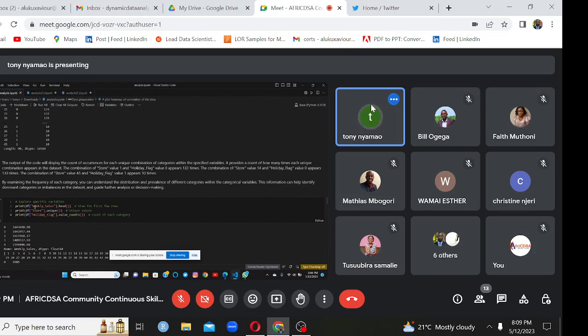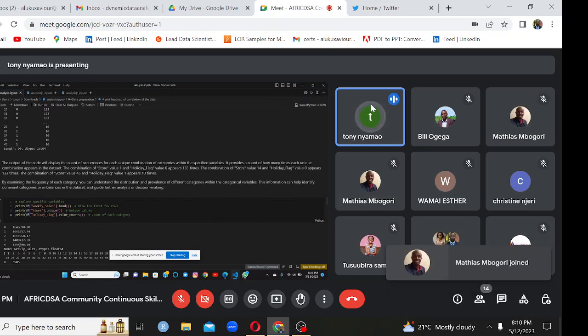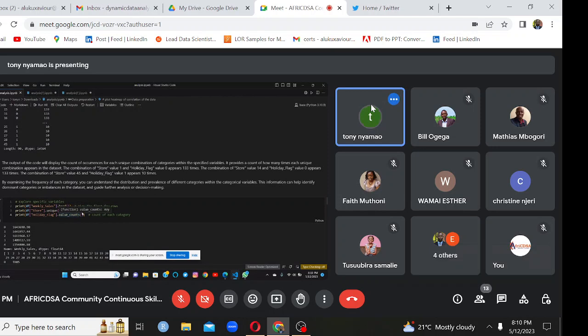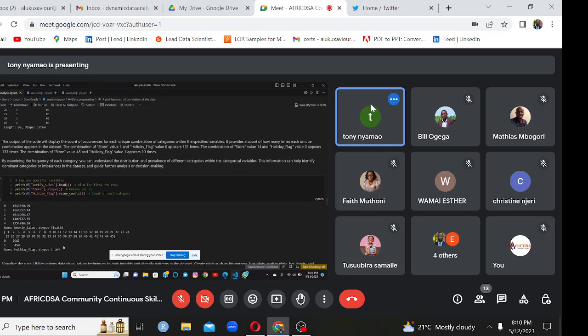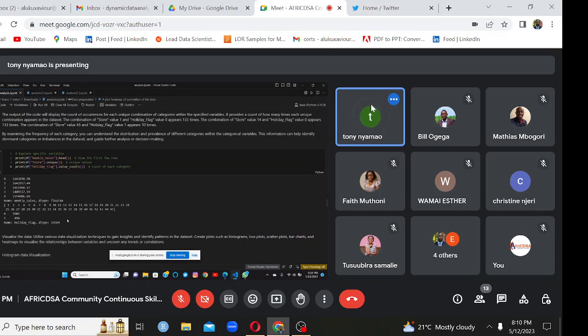Like now down here, I was able to print the specific variable of weekly sales dot head. This code right here was able to view the first few rows, which I was able to view down here. Then the print df store dot unique, the unique values of the store were printed out, and print df holiday underscore flag dot value underscore counts gives the count of each category, respectively the output.